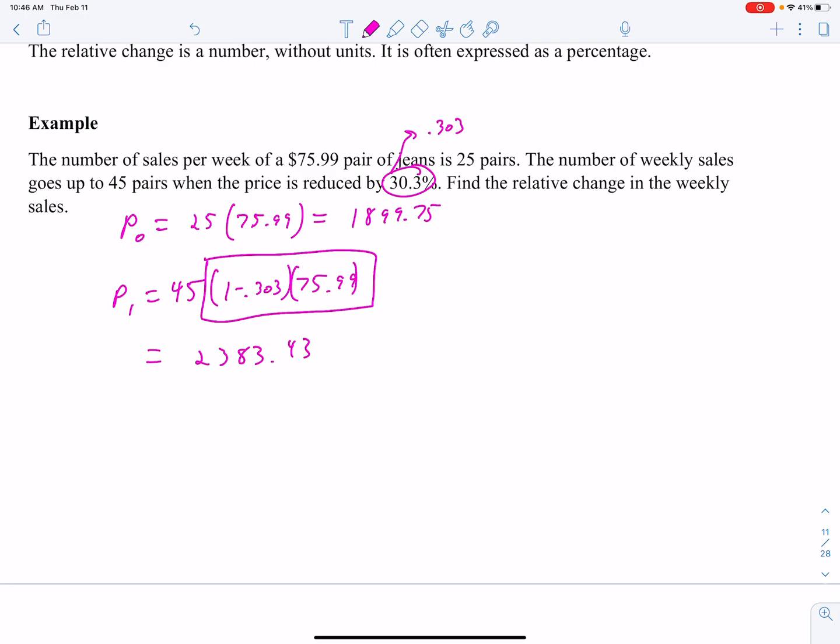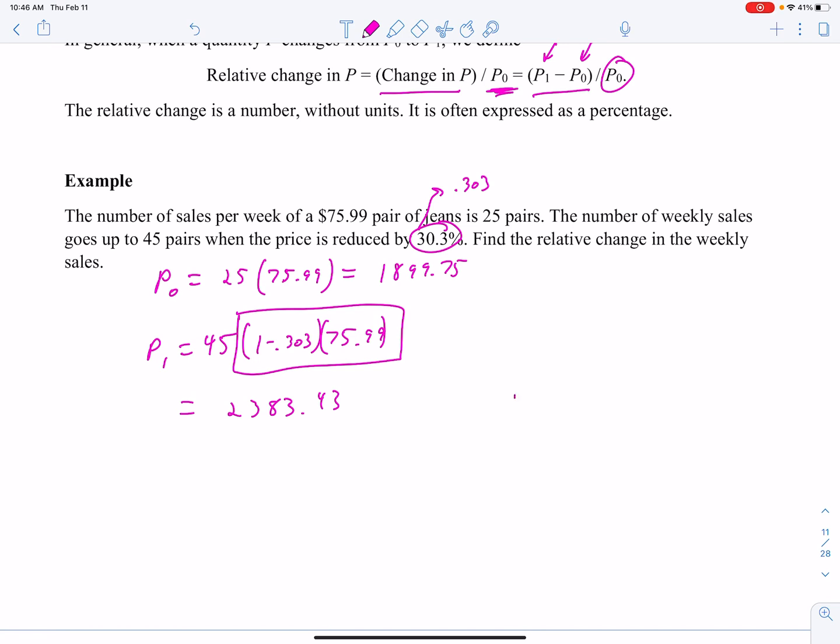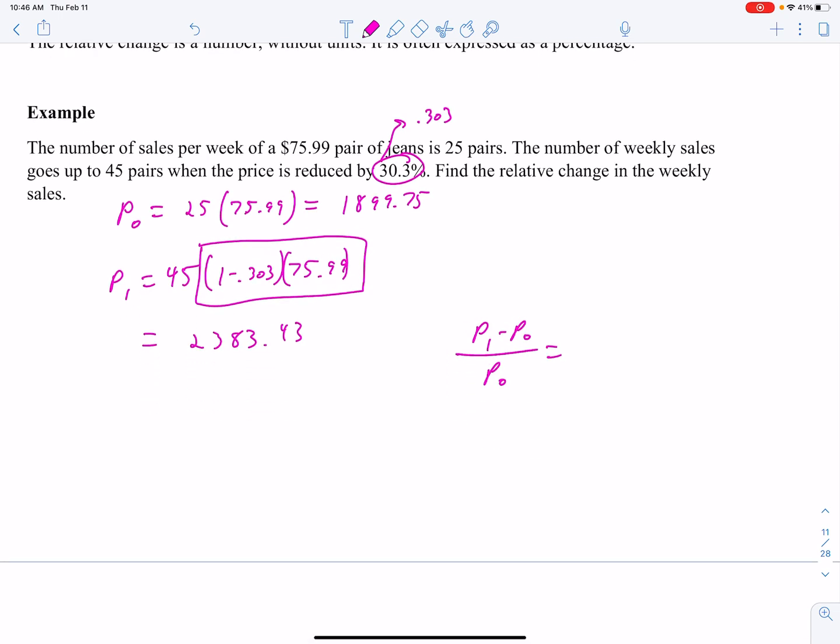All right, so from this point, we just follow the equation, right? The relative change in P is P1 minus P0 over P0. So we just plug in the numbers we just got here. 2383.43 minus 1899.75 all over 1899.75. Now when you punch this into your calculator, make sure you use parentheses in your numerator. Otherwise you will get the wrong answer because the calculator will do the PEMDAS, the order of operations, wrong.